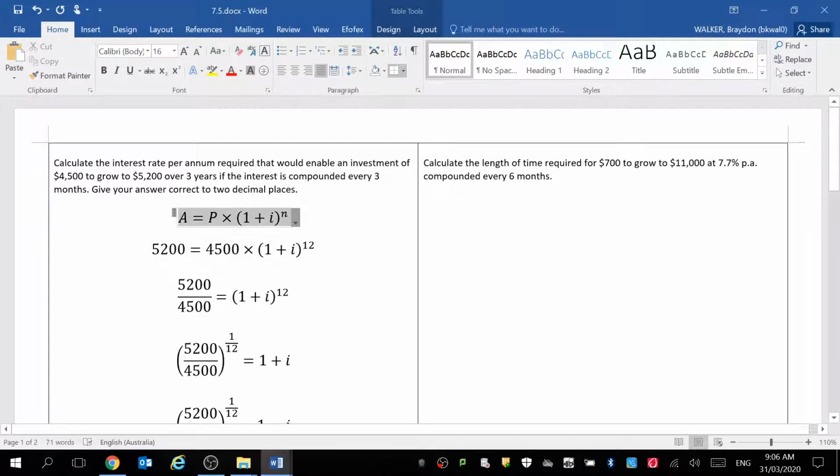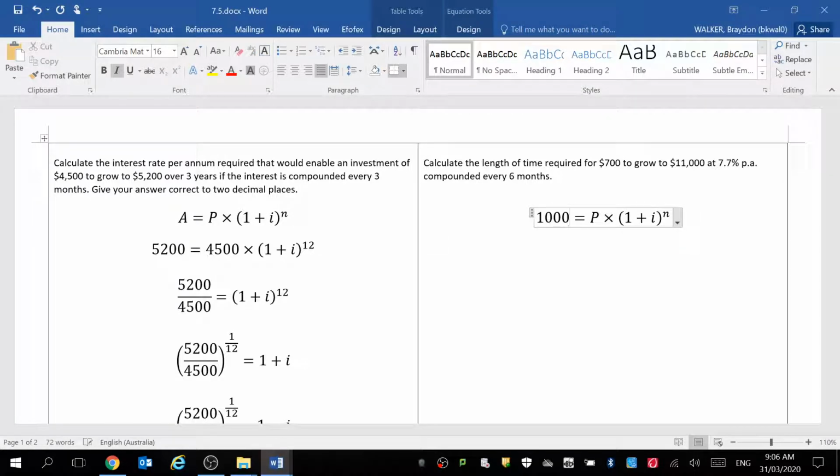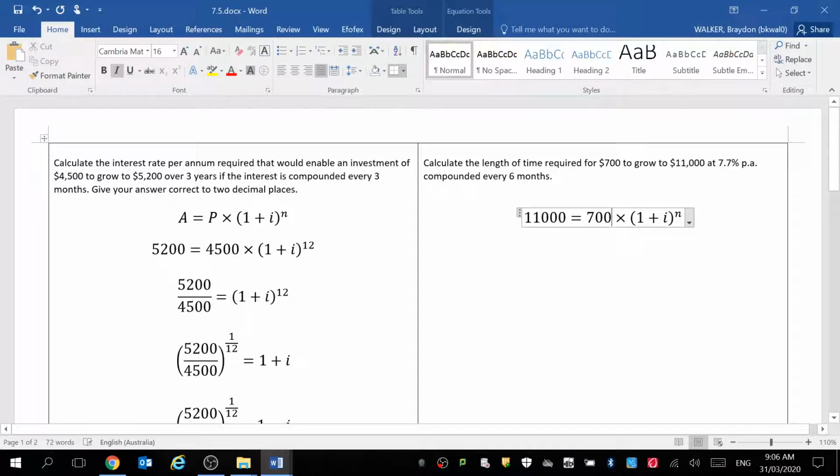So just like I did beforehand, I've got my formula. Let's substitute what we know. It wants to grow to 11,000, not 10,000. All right, so there's 11,000. We know that we start with a measly sum of 700, so we already kind of assume, because it's going over 10 times the amount, we know it's going to be a while. Do we know the interest rate? We do indeed. It's 7.7% per annum.